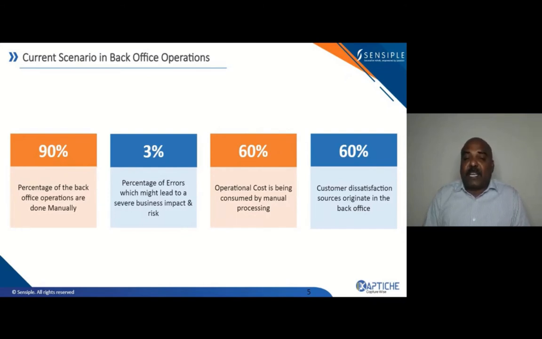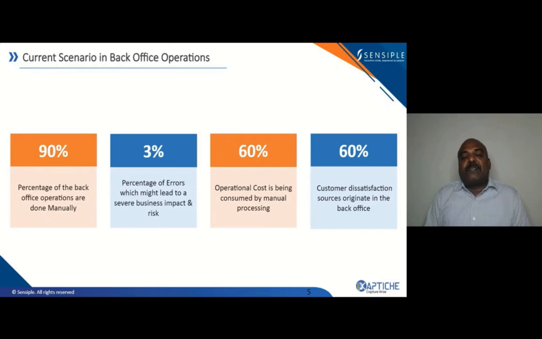than 0.5%. Again, this number differs from industry to industry, but as a standard, on average, 0.5% is acceptable. But the metric I have here is 3%, right? 3% of errors are recorded in back office operations today. That's a lot. It's almost six times the acceptable number. So obviously, either directly or indirectly, all organizations are paying a heavy penalty because of these errors. And all these errors lead to severe business impact and high risk.